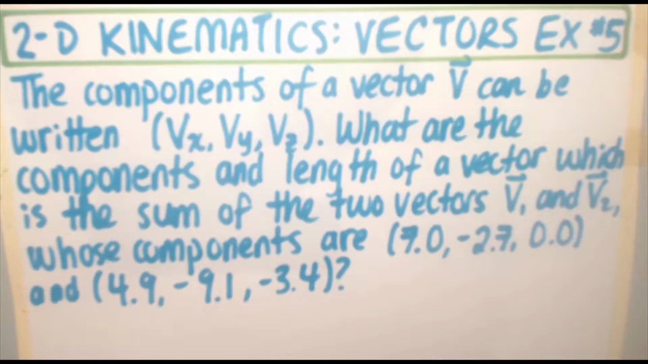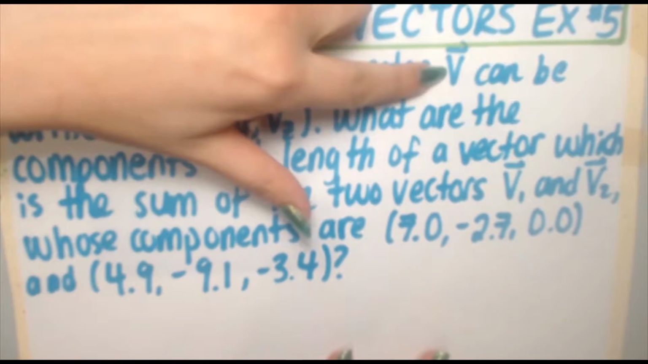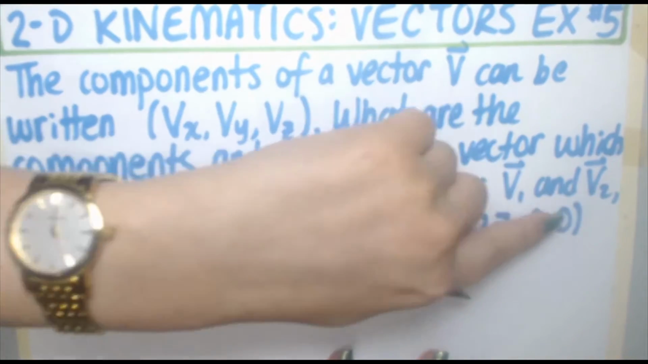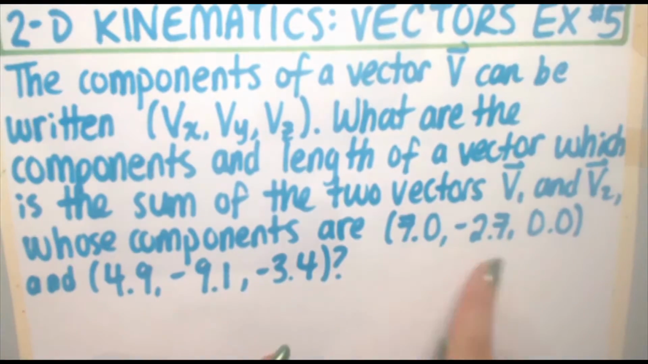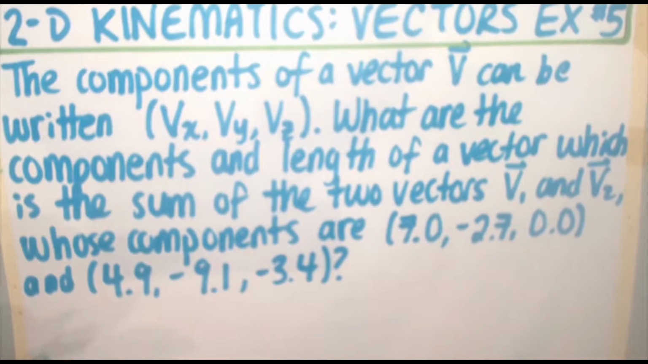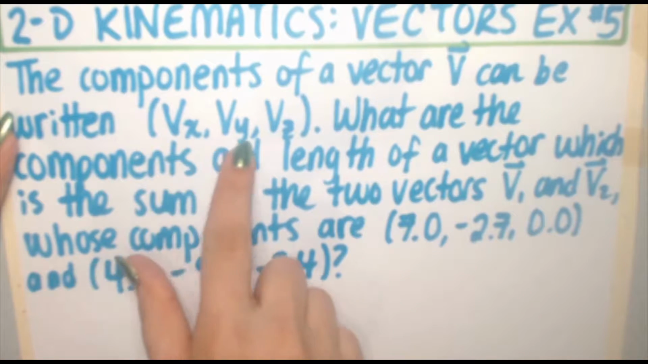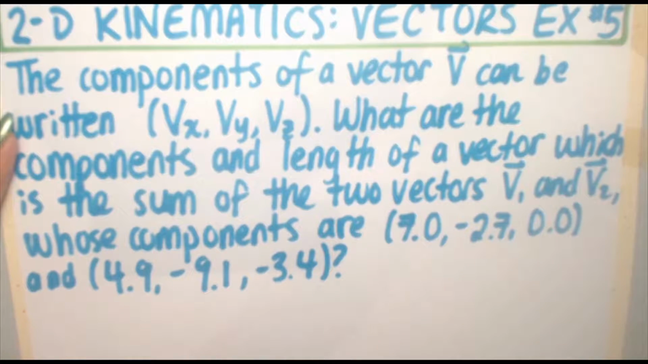So this is what we're dealing with. Okay, so we're trying to find this v. v is the sum of v1 and v2, and we're given the components of v1 and v2 right here. So we just have to add those two vectors together, and we'll get v. And v is going to have the three parts: vx, vy, and vz.